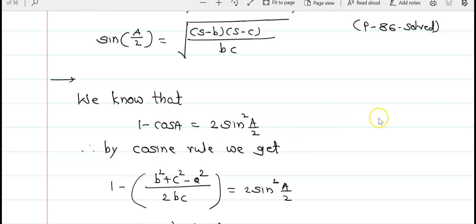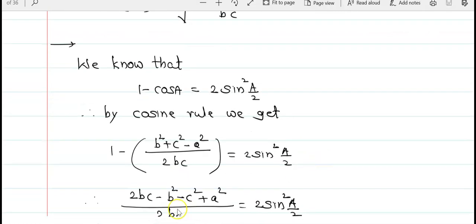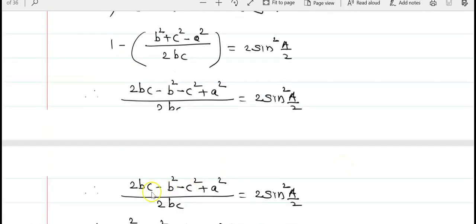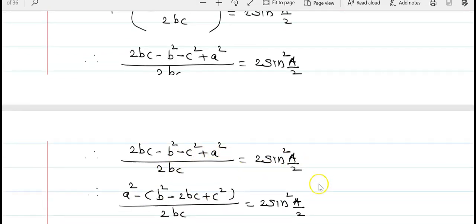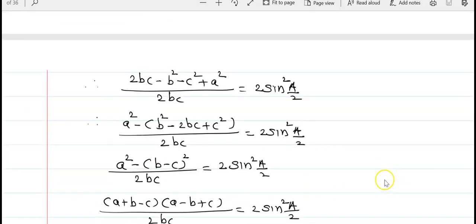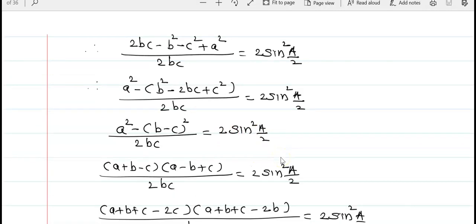1 minus cos A is 2 sin square A by 2. Substitute the value of cos A and simplify this. That is, 2bc minus b square minus c square plus a square upon 2bc is equal to 2 sin square A by 2. A square minus, in bracket, b square minus 2bc plus c square, upon 2bc is equal to 2 sin square A by 2. Now here is b minus c bracket square: a square minus, in bracket, b minus c bracket square, upon 2bc is equal to 2 sin square A by 2.